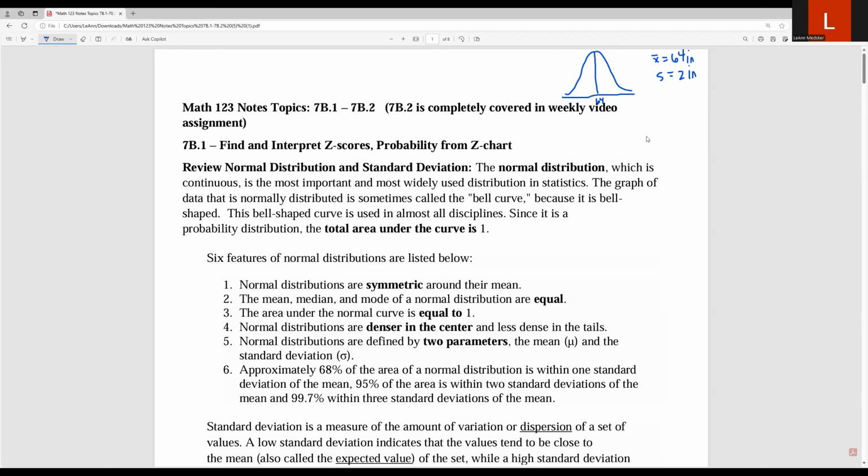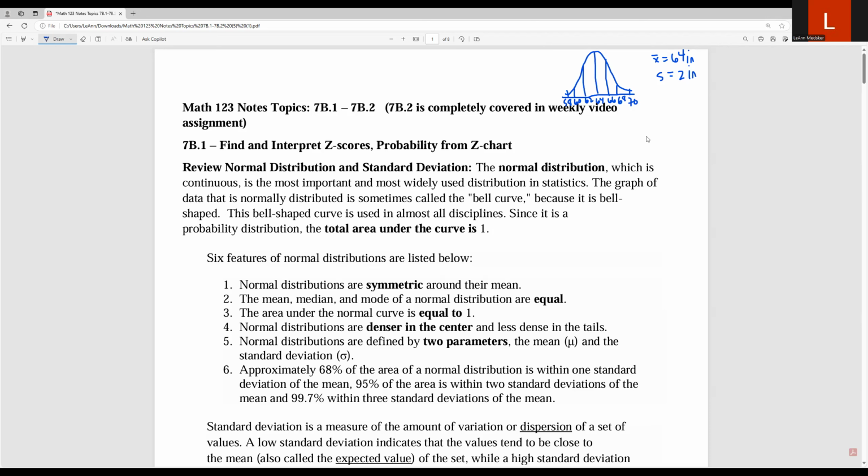So when we learned this in 7A4, we learned that you add the standard deviation 3 times. So that gives me 66, 68, 70. We can subtract it 3 times from the mean. So that'd be 62, 60, and 58. And we learned the empirical rule.